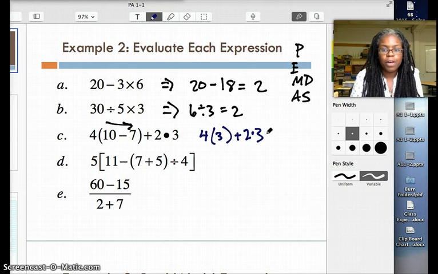4 times 3 is 12. 2 times 3 is 6. And so now I'm going to do the final thing, which is to add. So 12 and 6 is 18.